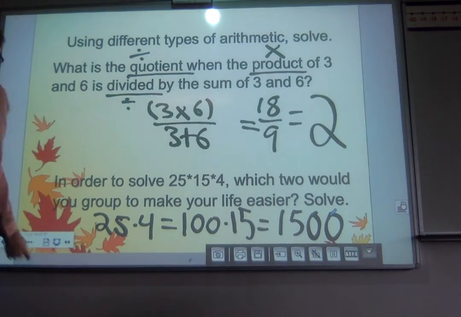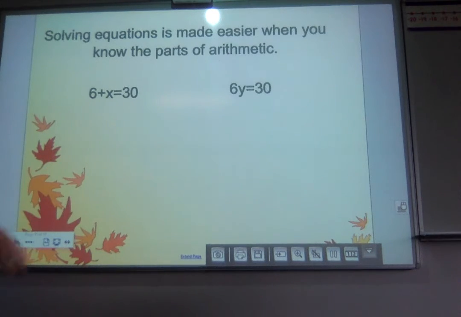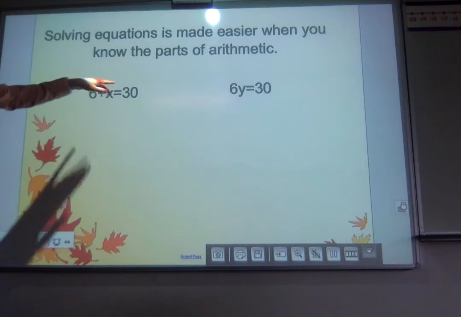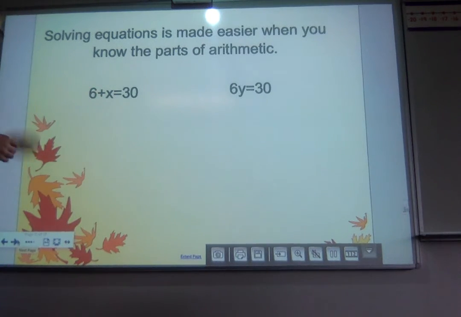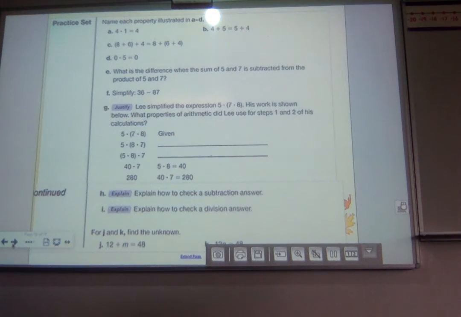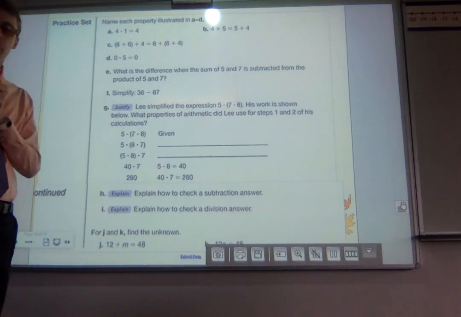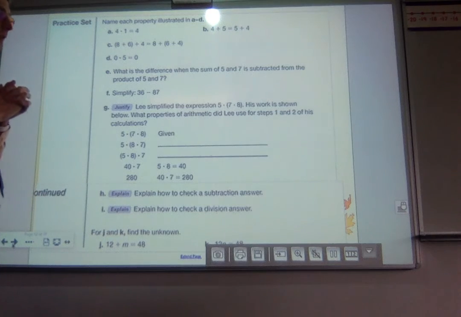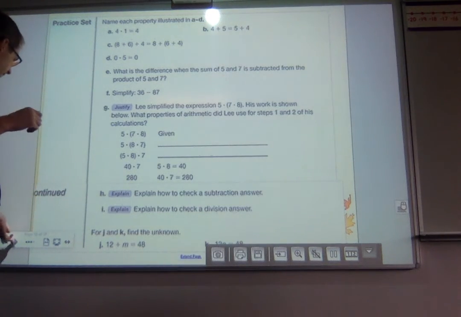Okay, let's go ahead and keep going. Solving equations is made easier when you know the parts of arithmetic. After a quick poll of the class, some people were familiar with this, some people had not seen anything like this, so we're going to wait on that for now. You had your practice set, and if you want to go ahead and do your practice set, I'm going to give you 3 seconds to pause your video. So 3, 2, 1, okay?